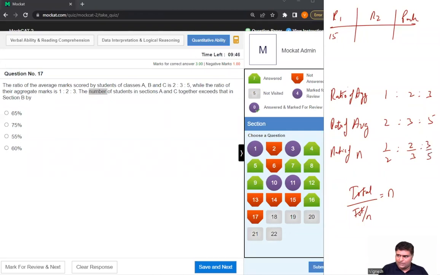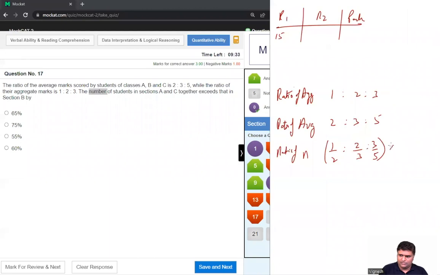How do you simplify this part? Three terms, fractions, ratio. What do you do? LCM. We take the LCM of denominators, which is 2, 3, and 5, and we multiply. What is it going to be? Into 30. Half into 30, 15. 2/3 of that, 20. 3/5 of that, 18.